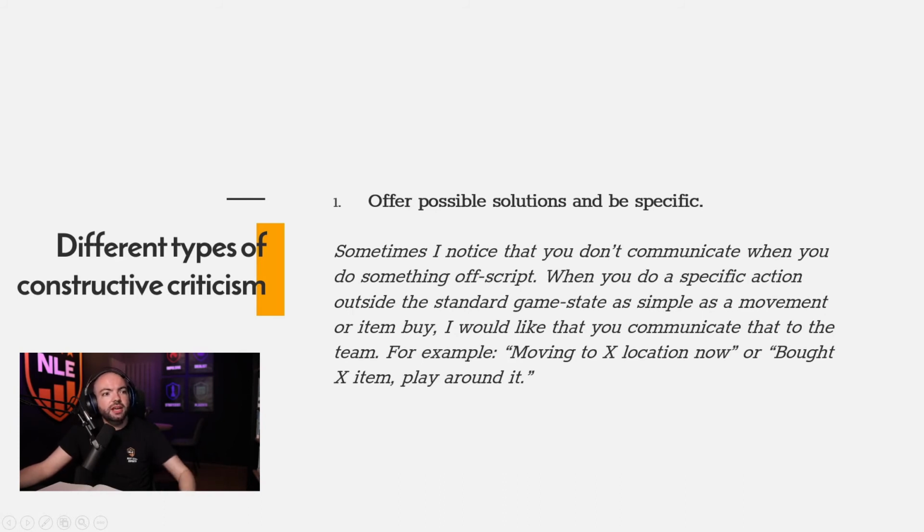So number 3 is offer possible solutions and be specific. For example, sometimes I notice that you don't communicate when you do something off script. So when he's doing something out of the plan or the strategy. When you do a specific action outside the standard game state, as simple as a movement or item buy, I would like you to communicate that to the team. For example, moving to X location now, or bought X item, play around it.